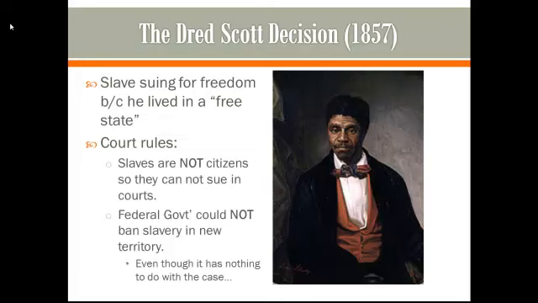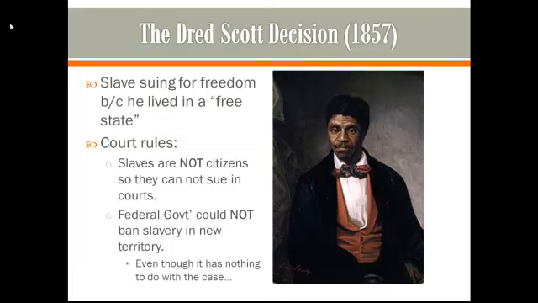But the Supreme Court, which also is packed with Southerners, ruled a couple of things. Firstly, they ruled that slaves are not citizens of the United States, and so they cannot sue in the courts. So they basically threw out Dred Scott's case, saying that slaves are not people, they're not citizens, they don't have the right to sue. What the Dred Scott decision also said was that the Constitution basically said that the federal government could not ban slavery in any new territories.